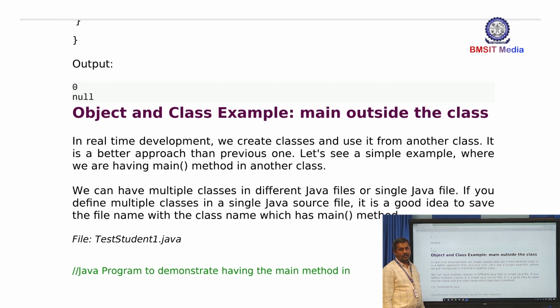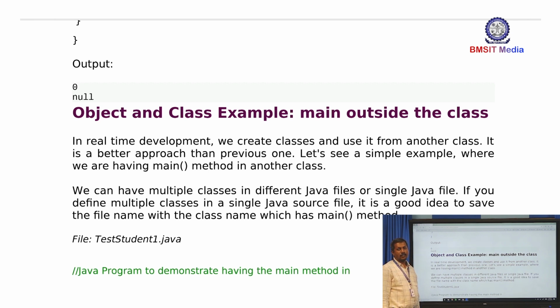So do you have any other method of creating a class? Yes, we have one more method, that is main outside the class. I want to create the main outside the class. I want to separate the class and the main function, and I want to write my main outside the class. Is it possible? Yes, we are doing it. In real-time development, we create a class and use it from another class. Separately we create a class and we use it from another class.